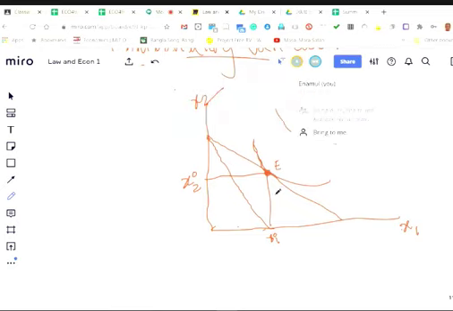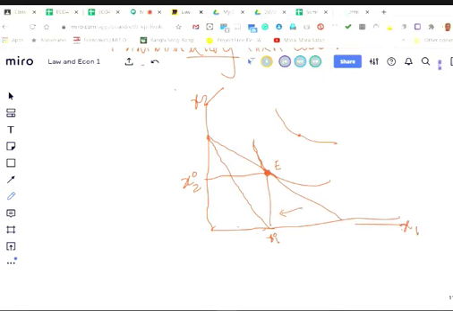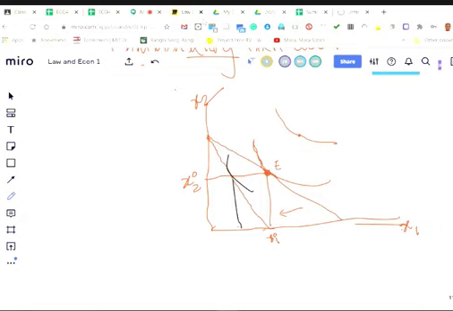May I try, sir? Yes, can you draw a new equilibrium if the budget line has moved? So this is a new equilibrium, E1. Everyone can see it now, so we can all discuss on the same board. What is compensating variation?